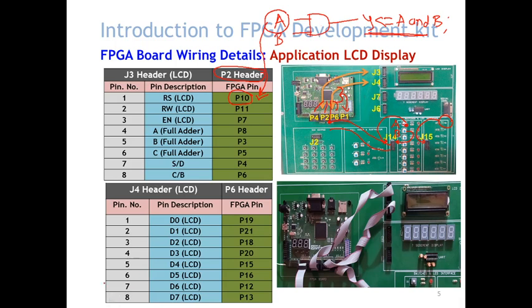display. So again, coming back to the pin details. The J3 header is usually used for the LCD control, and if you are connecting the P2 header, then it will represent the RS signal of the LCD, which will connect to pin number 10 of the FPGA. So these descriptions we need to give in our user constraint file.